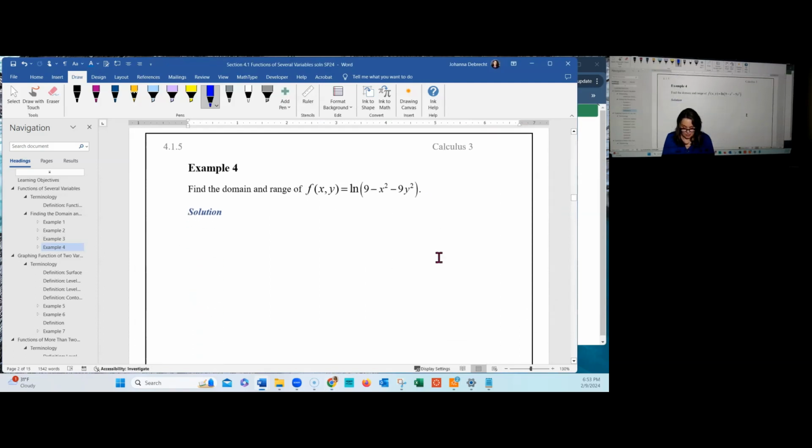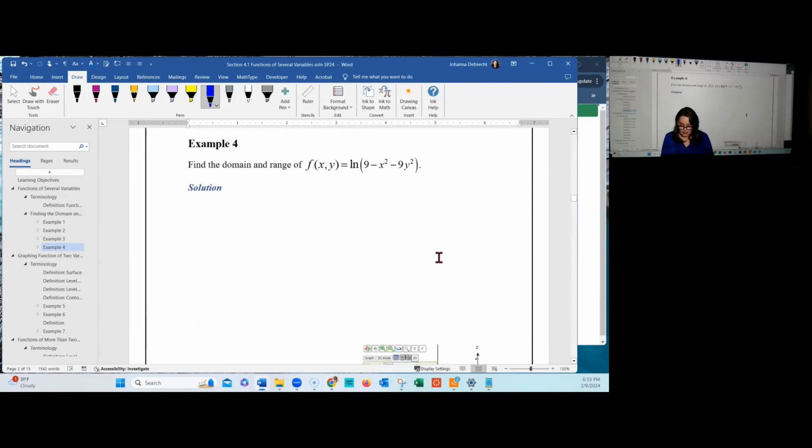Let's now look at example 4, which is more complicated. In example 4, our function of two variables is the natural log of the quantity 9 minus x squared minus 9y squared. Now, what do we know about natural log? The argument to natural log must be strictly positive. It cannot be 0. The natural log of 0 is not defined. Recall that the natural log function comes up and then arcs up at an angle, right? It does go to infinity, but very, very slowly. But as it approaches 0 from the right, it goes to negative infinity. It's not defined at 0.